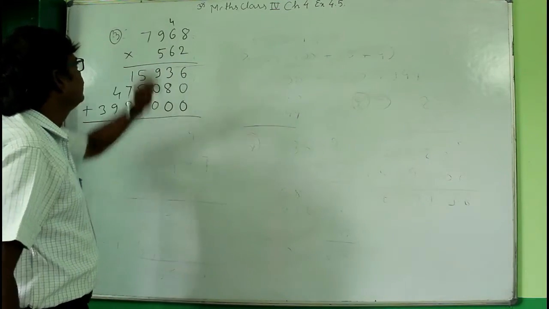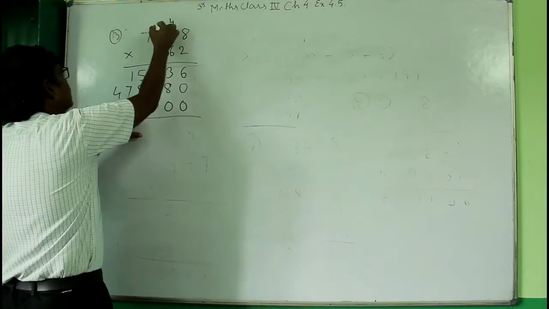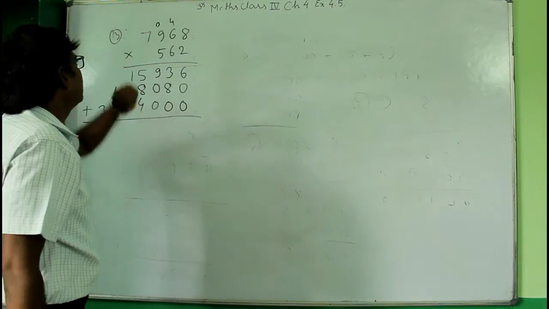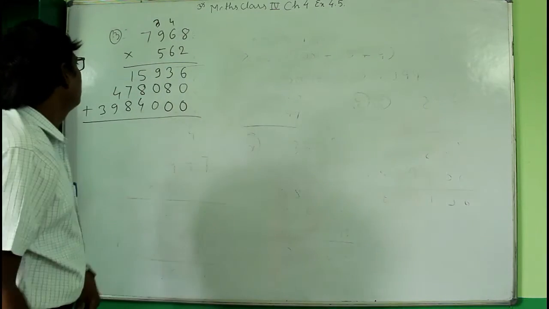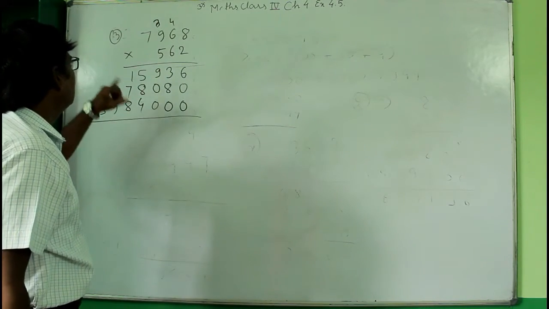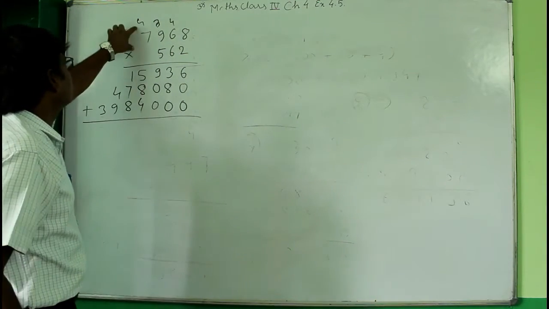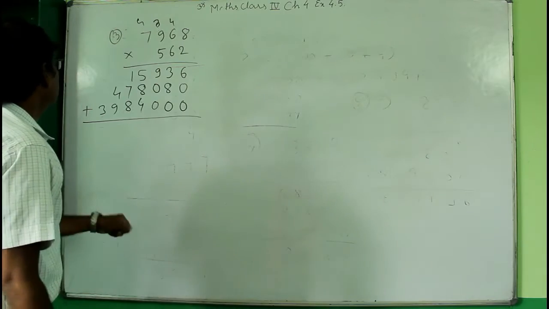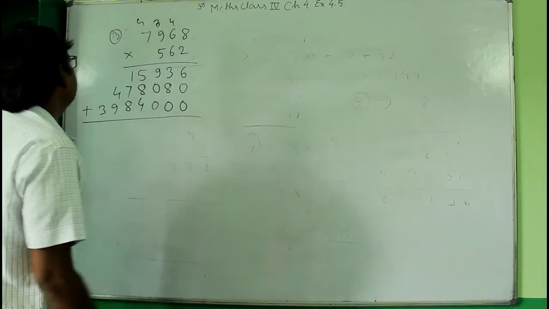Then 5 times 6 is 30, 30 plus 4 will be 34 here, then write 3 and then carry 3 here, and 5 times 9 is 45, plus 3, 45 plus 3 will be 48, then write here 8, then carry 4, and 7 times 5 is 35, 35 plus 4 will be 39, okay.